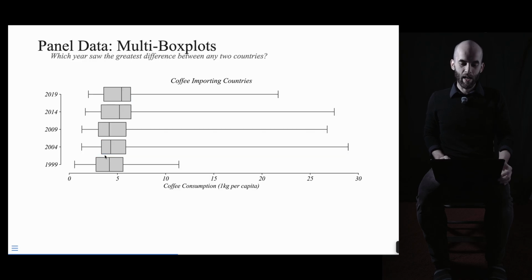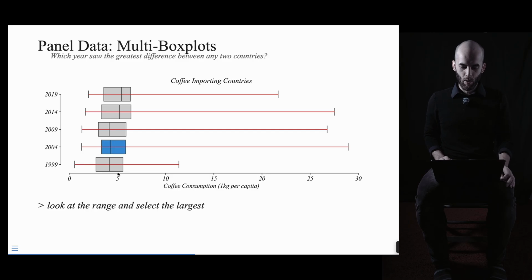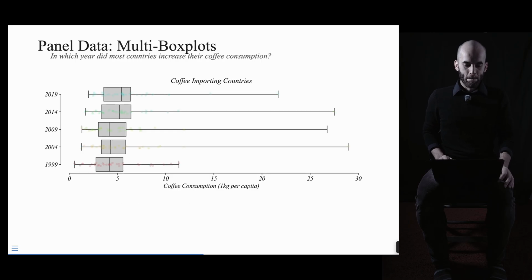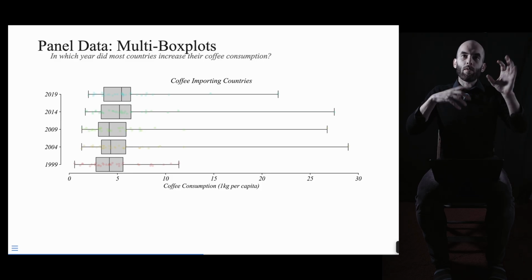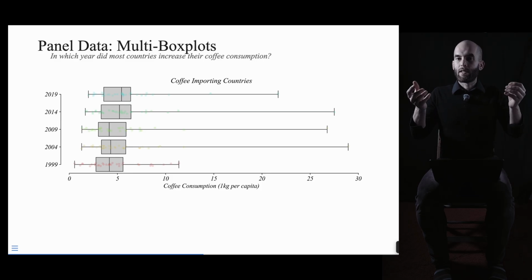Okay, and then another kind of question is to think about the ranges. So what's the biggest difference between the max and the min? That happens in 2004. So these are all distributional questions we could ask, thinking about how the quartiles have changed through time.